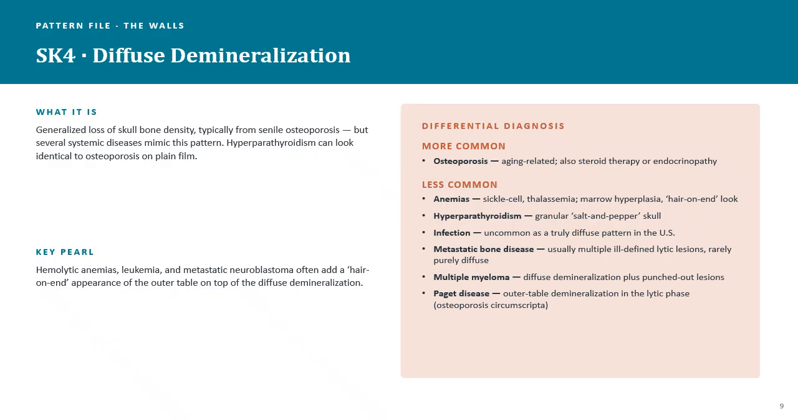With this one, we're talking about diffuse demineralization. So it basically means that the bones of the skull are starting to become less dense due to a loss in some of the minerals. On an x-ray, they appear more radiolucent or darker. The most common cause of this diffuse demineralization is osteoporosis. Usually osteoporosis is associated with aging, but there are some other diseases that can cause similar changes such as these.